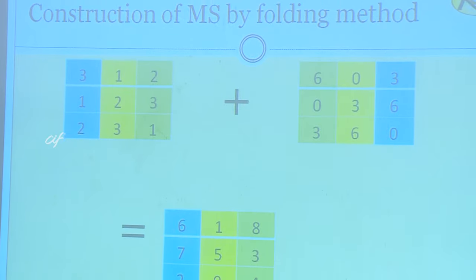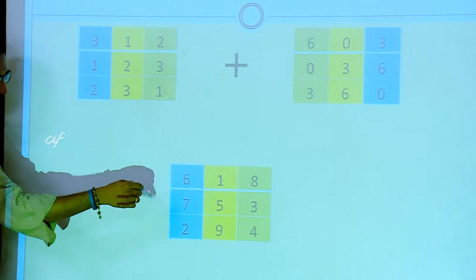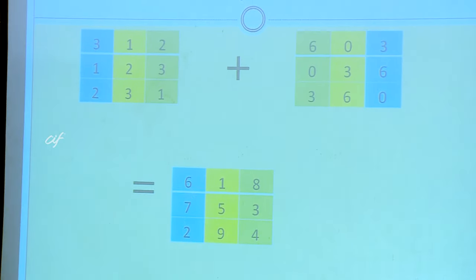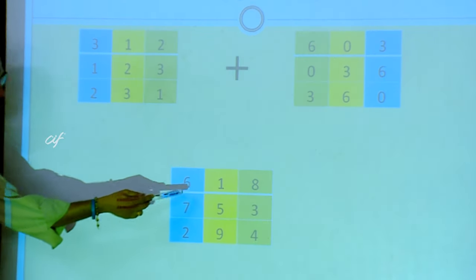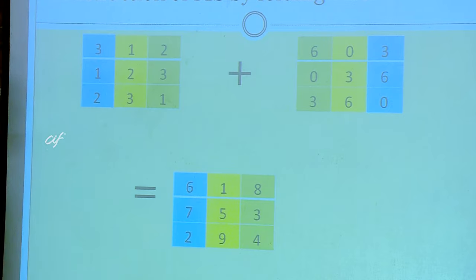In the earlier magic square we had seen 1, 2 and 3 here. This is just a reflected image of that. So, not reflected, I think it will be a rotated image. 1, 2, 2 will be here.